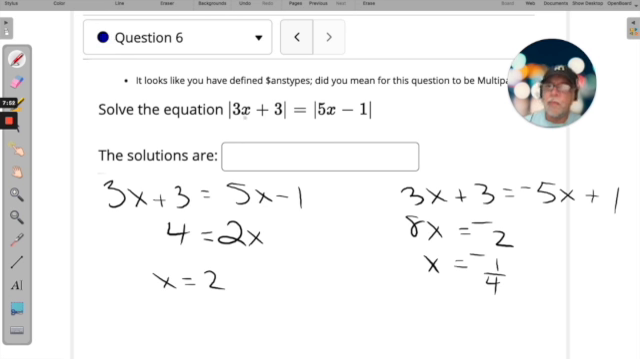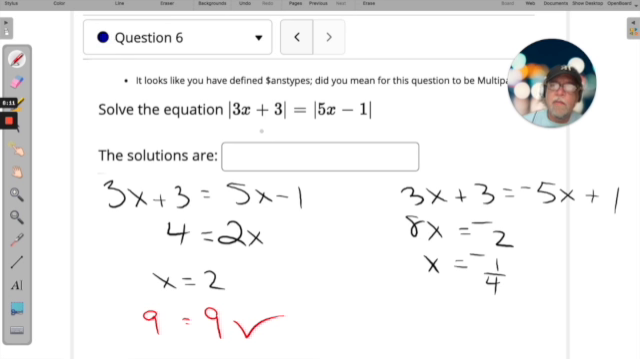So 3 times 2 is 6. 6 plus 3 is 9. Absolute value of 9 is 9. 5 times 2 is 10. 10 minus 1 is 9. Absolute value of 9 is 9. This one works. Now, negative 1/4. I don't really like checking this one out, but I'll do it this time.